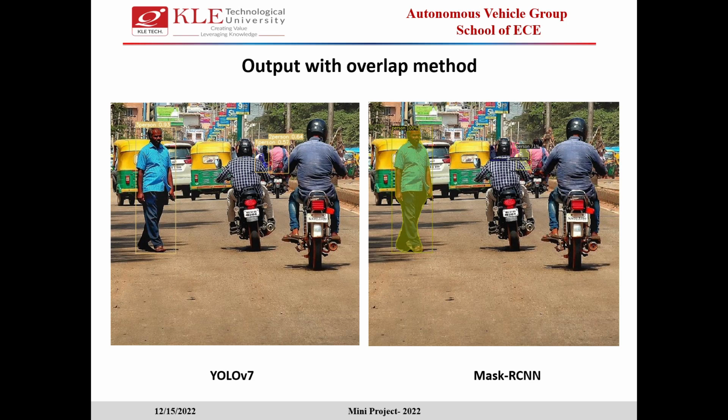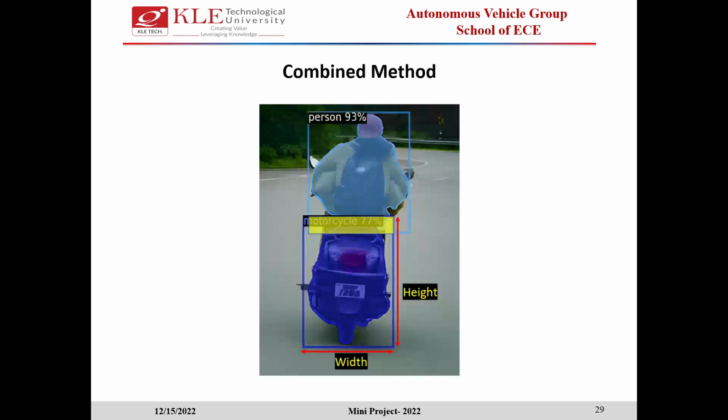The people behind are detected as pedestrians, but actually they are not. So we thought of combining both the methods. Whenever the motorcycle's height is greater than the motorcycle's width, then we opt for the distance method, or else we opt for the overlap method.